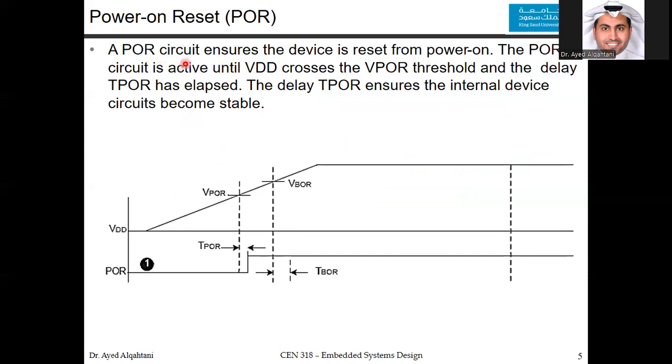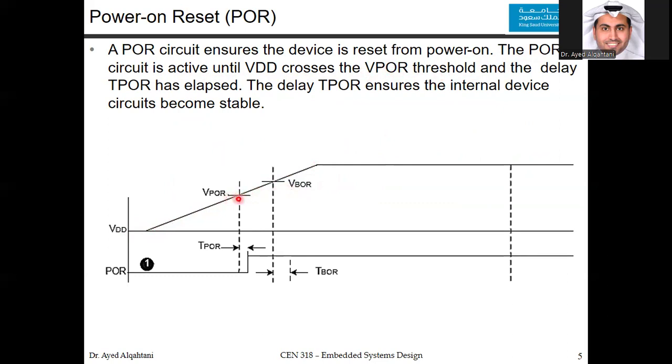The power on reset ensures that the device is reset from the power on. So the VDD is 0, starts going up and up and up until it reaches its maximum VDD value. So the power on reset circuit is active until the VDD crosses the VPOR threshold.